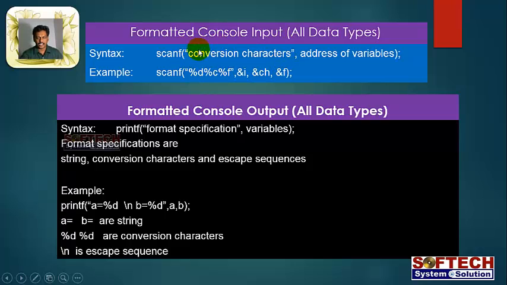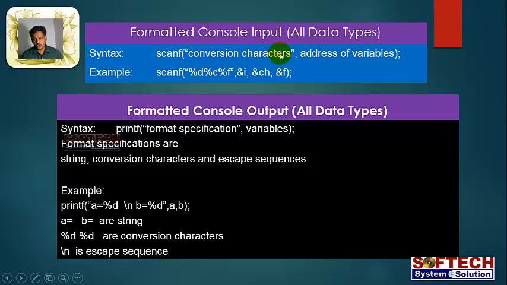What is a string? A collection of characters enclosed within double quotation marks is called a string. So the first argument is a string constant. The second argument is a list of variables, that is, addresses of variables. If we want to get input, we must give the address of the variable. The scanf function is already defined to get the address only. If we pass the address, it gets the value from the keyboard and then assigns it to that address location.